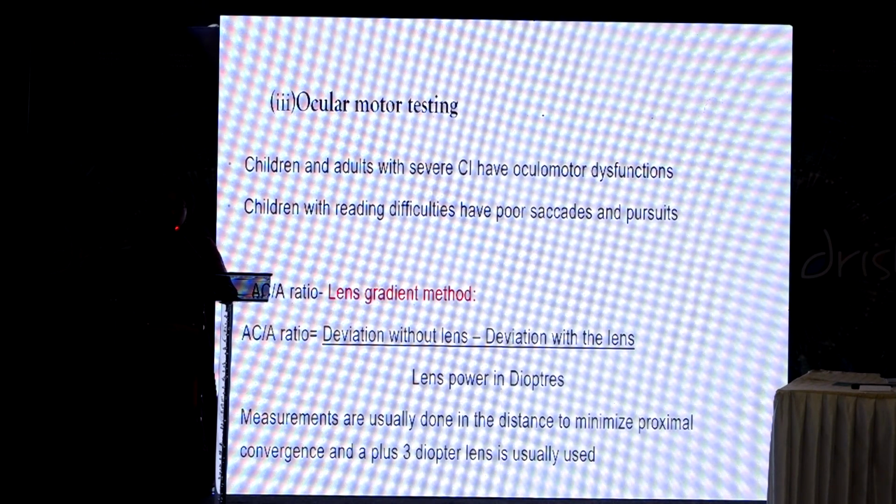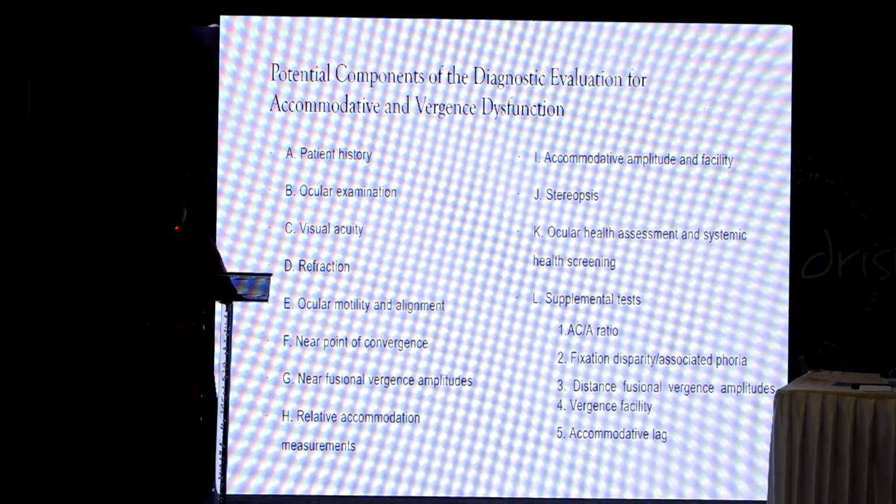This should be followed by ocular motor testing, because children with reading difficulties can have poor saccades and pursuits as well. Do not forget AC/A ratio. The routinely employed method is the lens gradient method, where deviation without lens minus deviation with the lens is divided by lens power in diopters. So these are the potential components of the diagnostic evaluation for accommodative and vergence dysfunction.